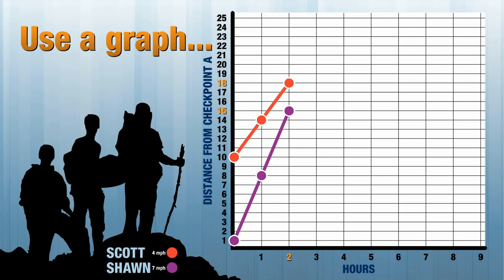We can begin to see that both relationships are linear. Sean's progress is represented by a straight line, so is Scott's progress. This is because they are both traveling at a constant speed. The point where they intersect must be when Sean and Scott are at the same location at the same time. That's after 3 hours.